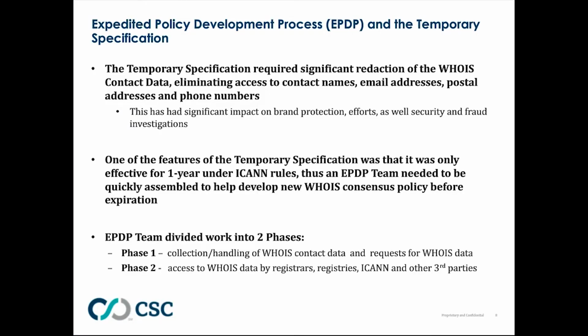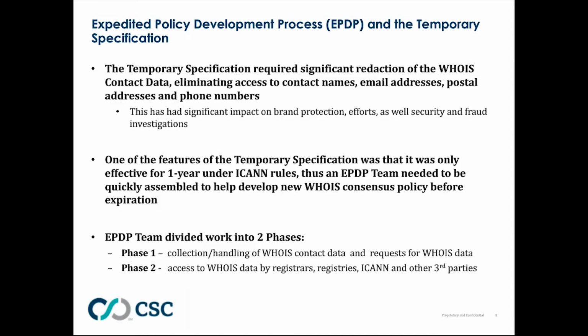So the temporary specification that was issued by ICANN required a significant reduction and redaction of WHOIS contact data, really eliminating access to contact names, email addresses, postal addresses, phone numbers. And this has really hindered brand protection efforts. As the year has gone on, the WHOIS has gotten darker and darker, and the tools that once provided quite a bit of data that could be correlated have really gone dark.